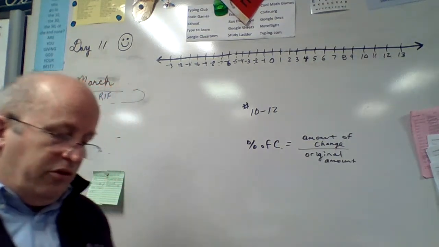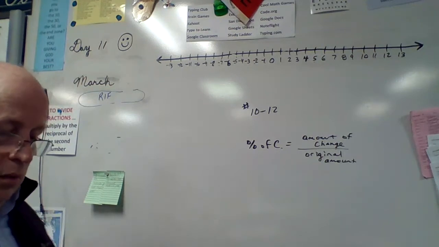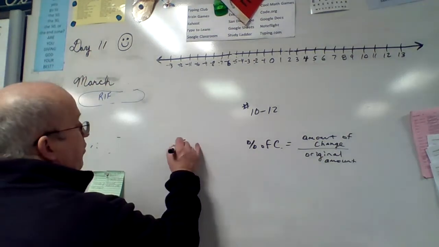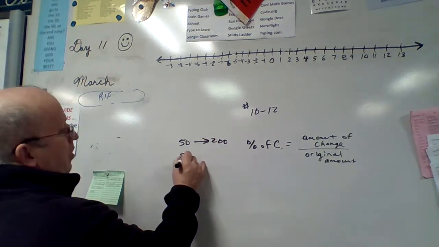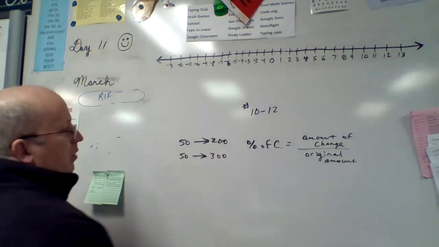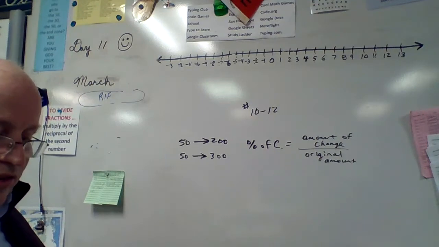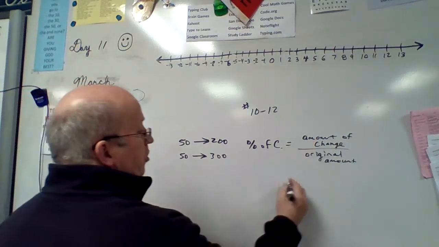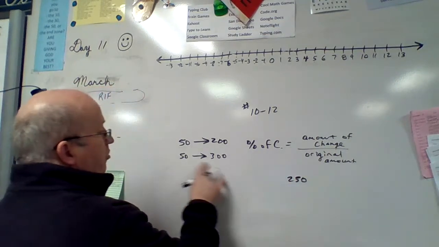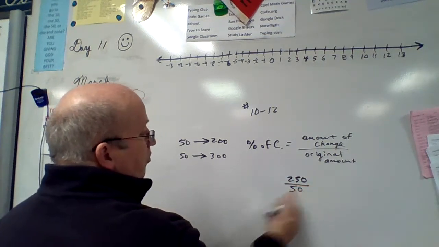So let's do something similar to number 10. Number 10 says we're going from 50 all the way up to 200. I'm not going to do that. I'm going to do 50 all the way up to 300. Similar problem, just not exactly the same. How much is the change here? The change is 250. How much is the original amount? The original amount was 50.